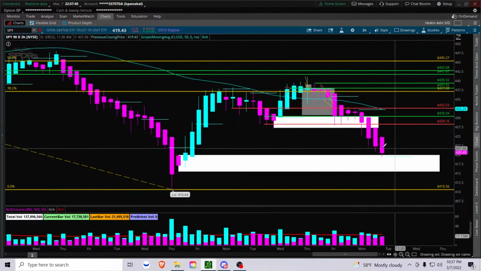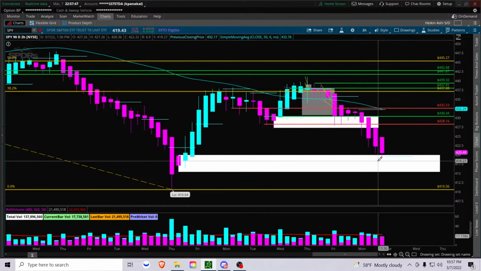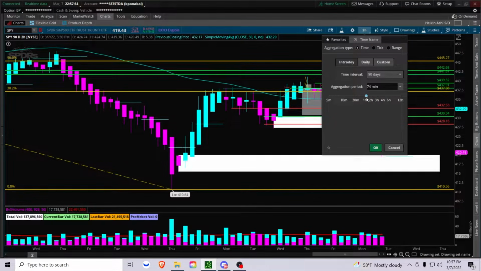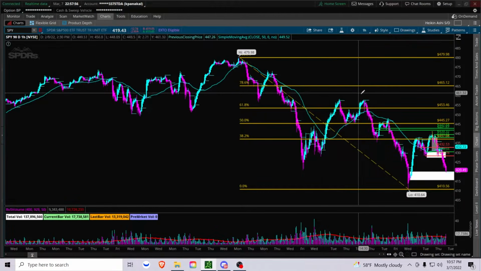That's probably what I'm going to play as a trade tomorrow if it's still trading around this area. Let me just go to a shorter time frame, like the 1 hour, and see if there's anything different there.